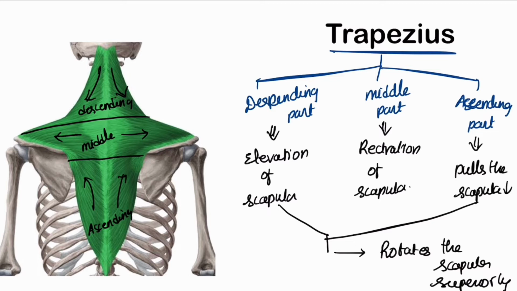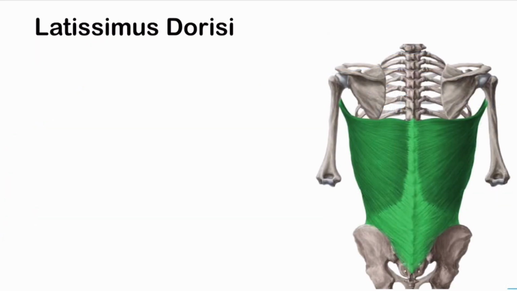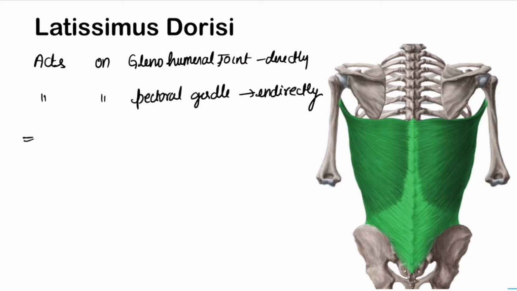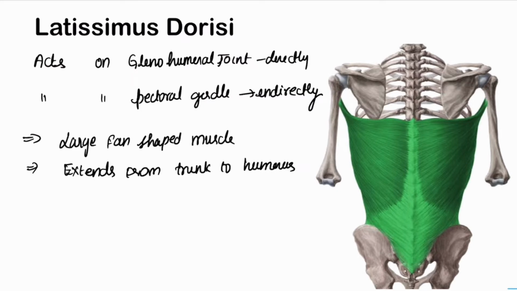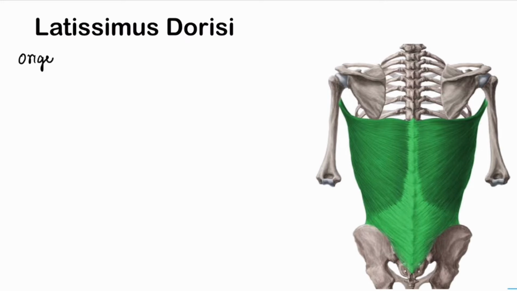Now let us look at the latissimus dorsi. This is the latissimus dorsi muscle. This latissimus dorsi acts directly on the glenohumeral joint, and it acts indirectly on the pectoral girdle. This is a large fan-shaped muscle. It extends from the trunk to the humerus. Now let us see the origin and insertion. Origin.